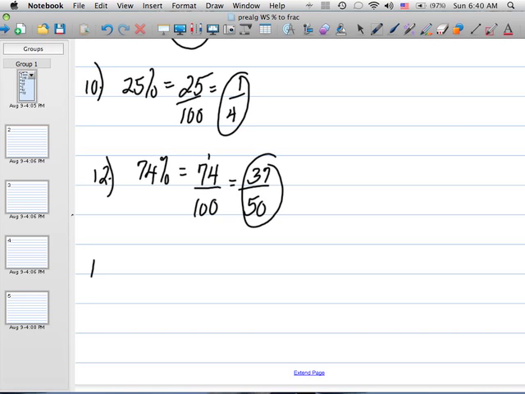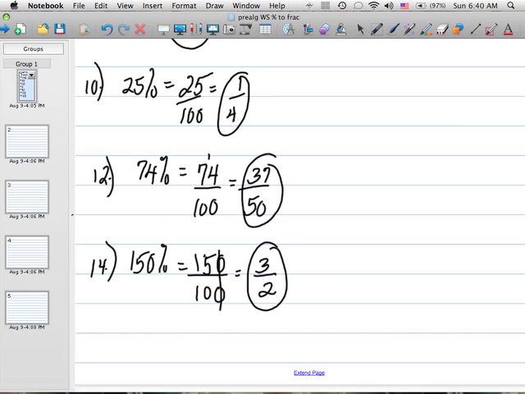Number 14. We have 150%. So that's 150 compare me to 100 over 100. Drop matching zeros. 5 goes into 15, 3, and 5 goes into 10, 2. So it's 3 halves.